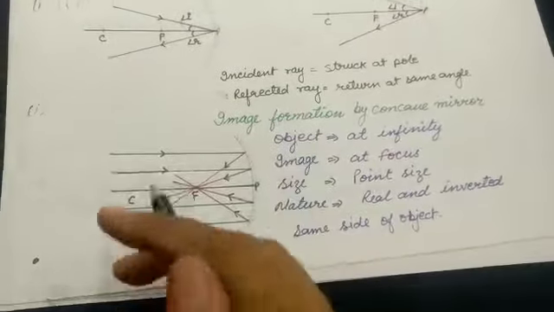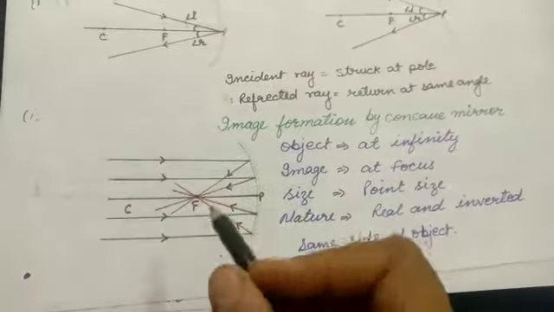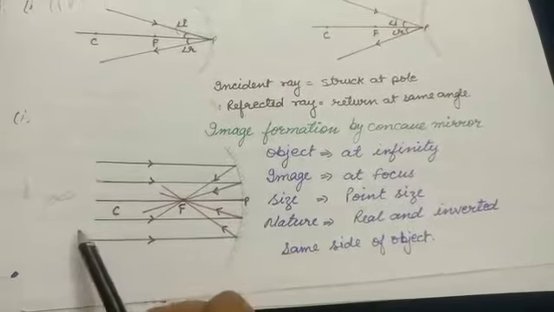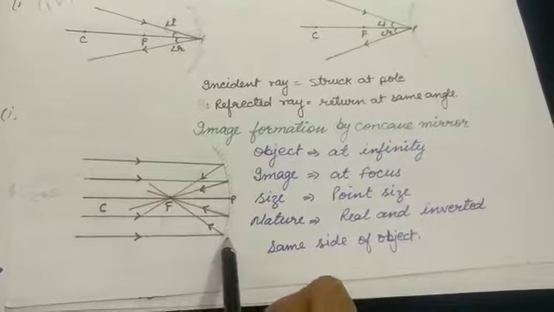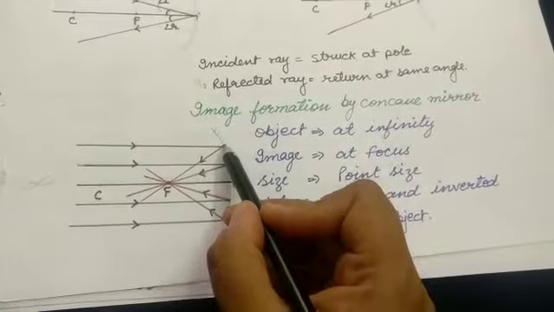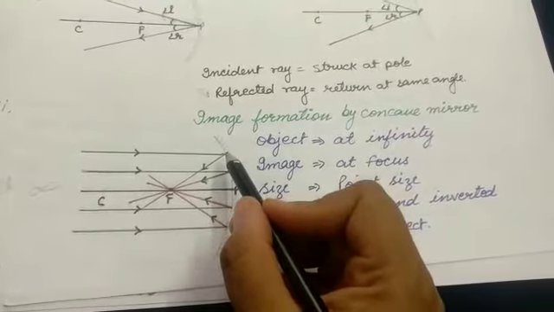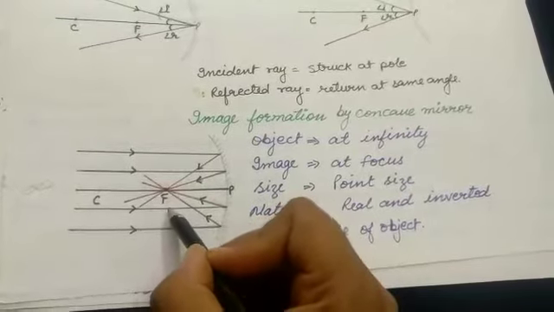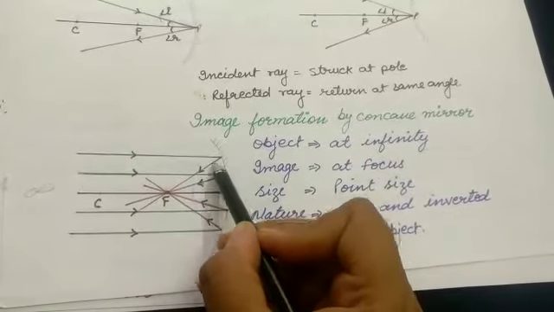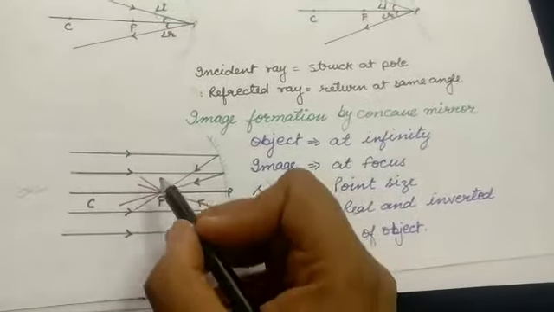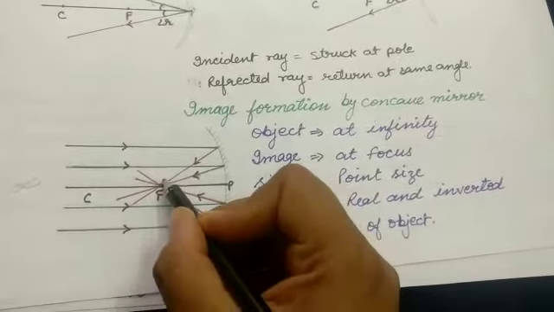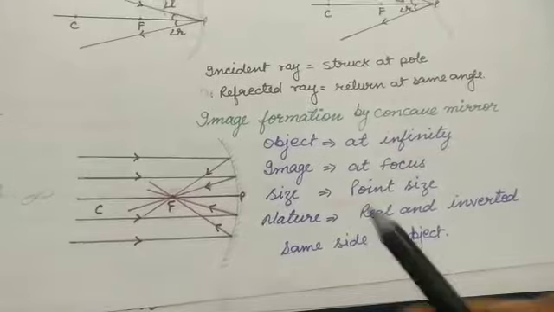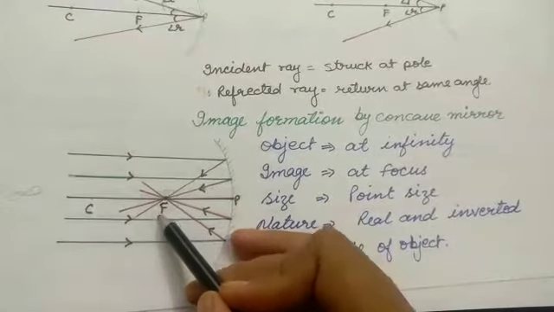So we are considering here that some object is at infinity and the light rays coming from infinity are parallel to the principal axis. After the reflection, we know that a concave mirror has the tendency that all the light rays which are parallel merge at a certain point, and that point is the focus. So see here, all the incident rays after reflection pass through the focus. And see students, wherever the reflected rays intersect each other, at that point the image is formed. So in this case the image is formed at the focus.